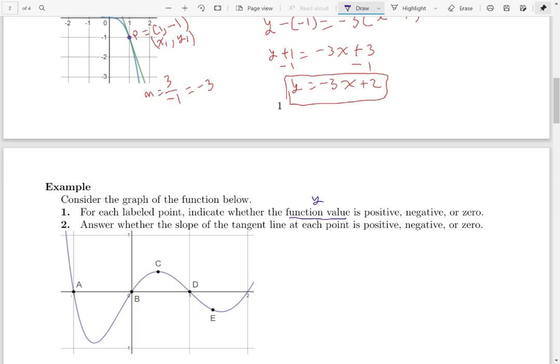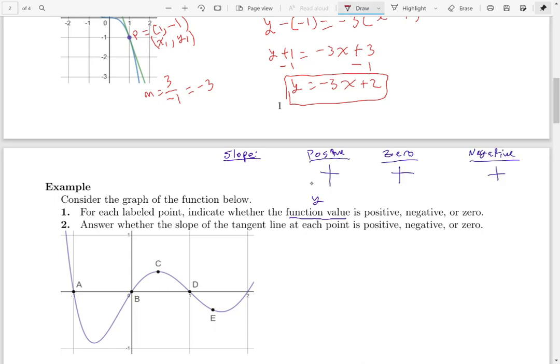The next thing we're going to do is sketch a tangent line, just to keep us on track, and then we're going to say whether the slope of that tangent line is positive, negative, or 0. And as a refresher, if you're thinking about slopes, they're going to look like this. There's the positive case, the 0 case, and the negative case.